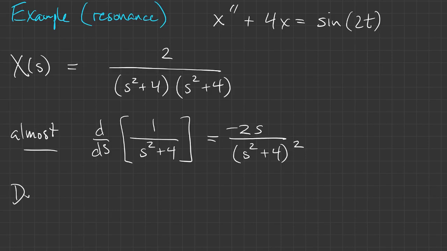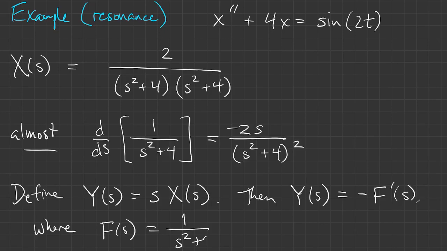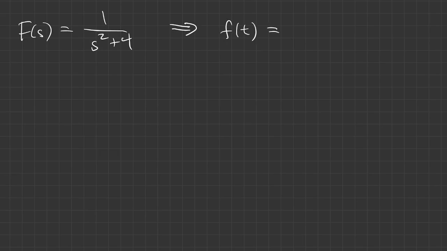So I'll define a new thing that has the s in it. If capital Y is s times capital X, then capital Y is the derivative of something we know how to deal with. And that thing is what I wrote in brackets, 1 over s squared plus 4. So that's easy to invert, just gives us a sine 2t.